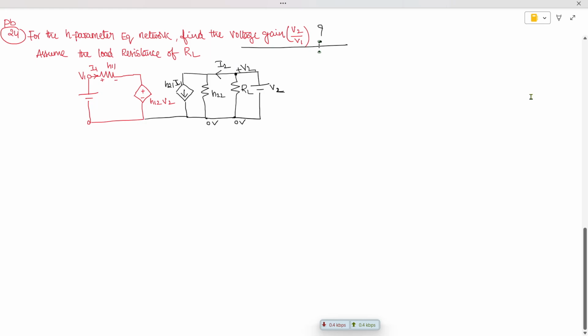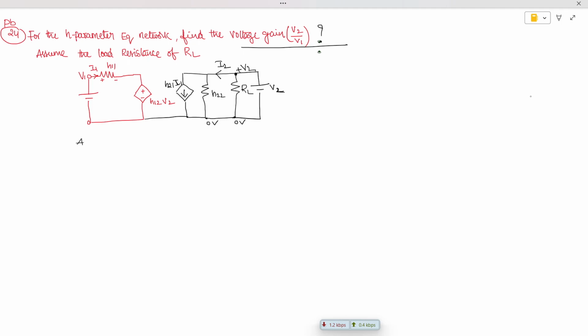Everyone, good evening. Today, let us try to solve this problem. The given problem is: for the h-parameter equivalent circuit, find the voltage gain, assuming a load resistance of RL. Let's try to apply KCL at the input port.